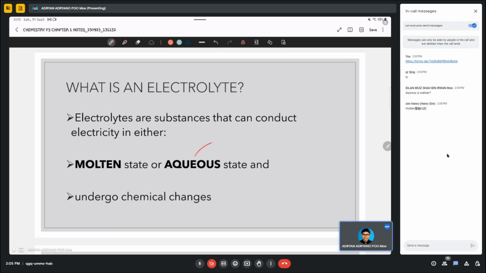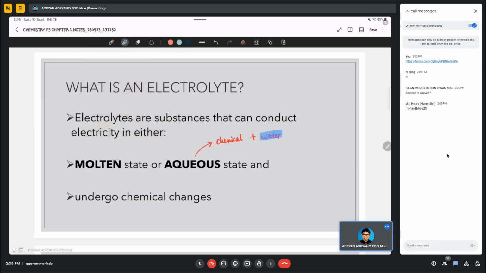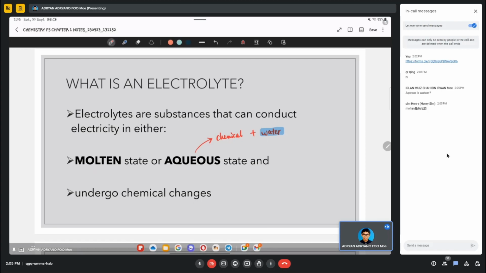Whenever we mention aqueous, it is the chemical that I add with water. It must have water, the existence of water. So remember, whenever there is water, we call it an aqueous solution. Molten is melted, yes, good. So molten is pure. It is pure, meaning no mix with water, not mixed with anything else.